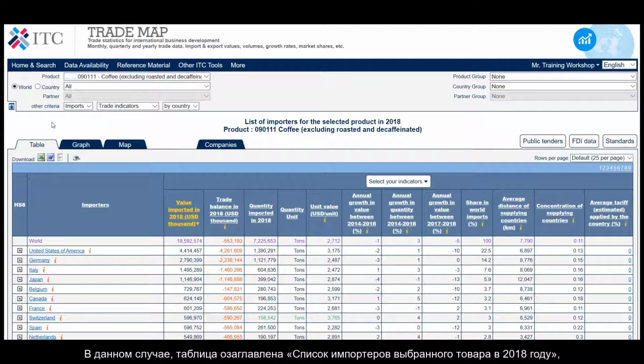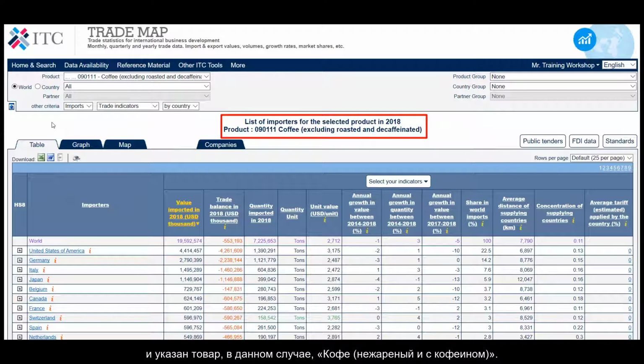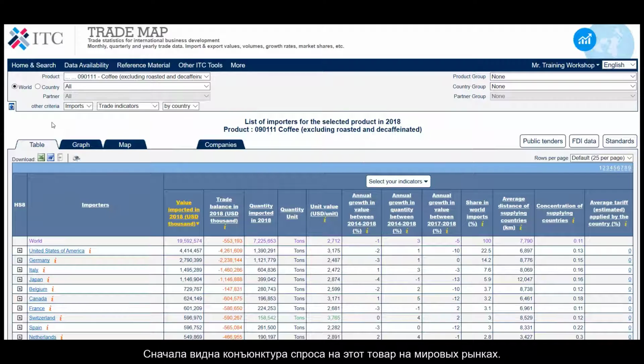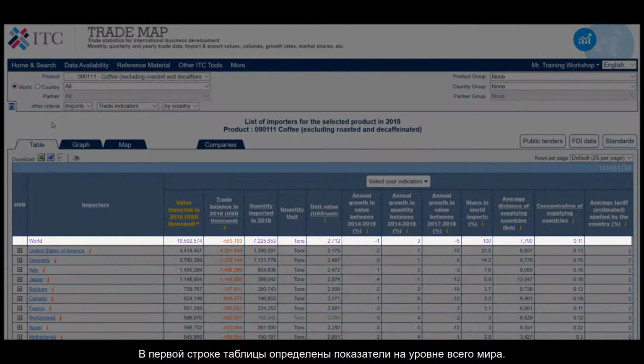In this case, the title of the table is List of Importers for the selected product in 2018, and the product being in this case coffee excluding roasted and decaffeinated. What we are looking at first is the world market demand for this product. We can see it in the first line of the table that identifies indicators for the world as a whole.